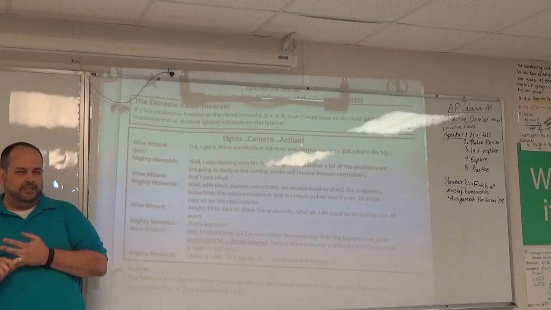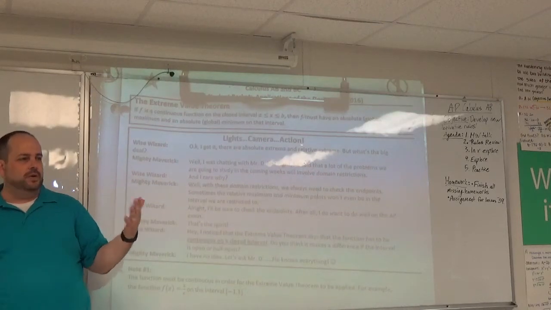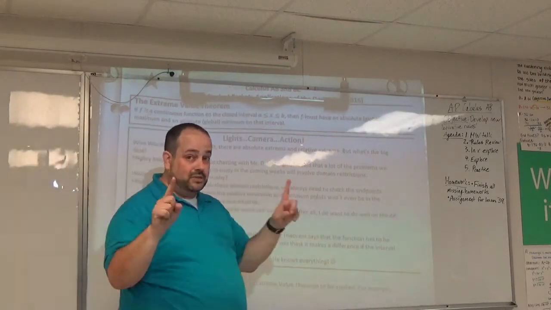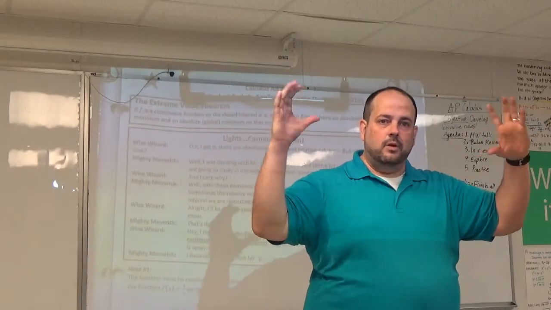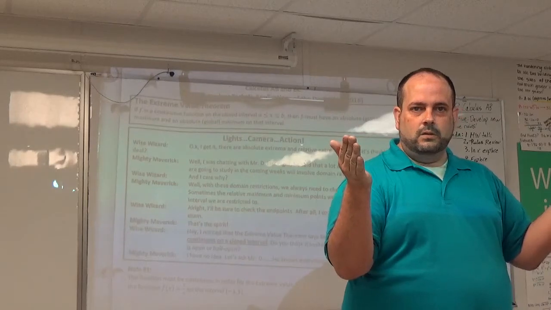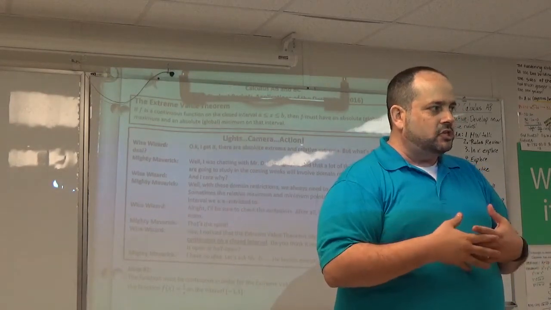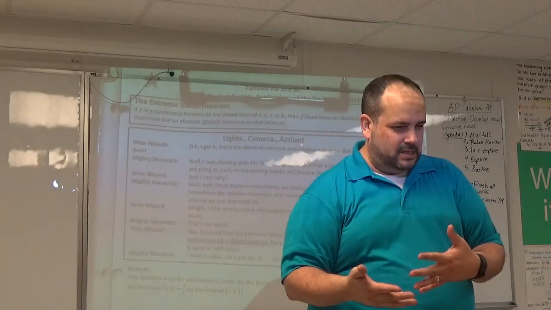How many guys, if you think about that, it just kind of makes sense? Think about any continuous function you would ever draw. Continuous function, closed interval. Whatever you're envisioning in your head, can you see the highest point? Can you see the lowest point? So this should hopefully just intuitively make sense.